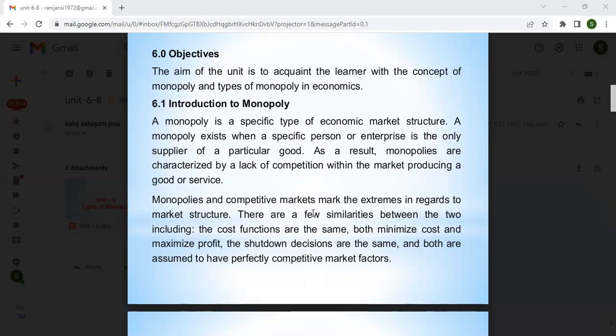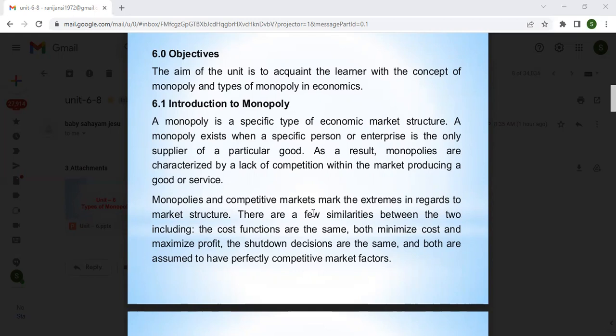A monopoly is a specific type of economic market structure. A monopoly exists when a specific person or enterprise is the only supplier of a particular good. As a result, monopolies are characterized by a lack of competition within the market production of goods or services. Monopolies and competitive markets mark the extremes in regard to market structure.